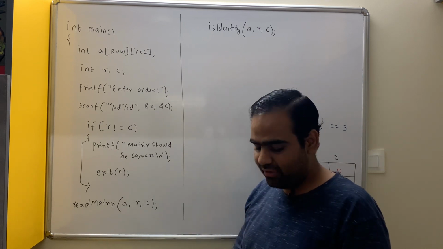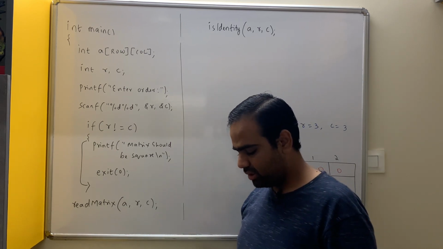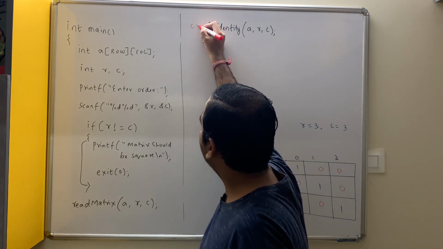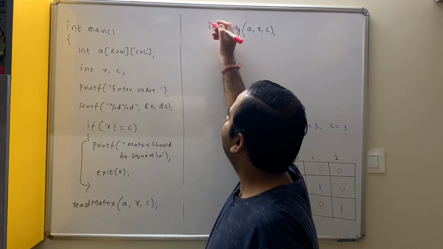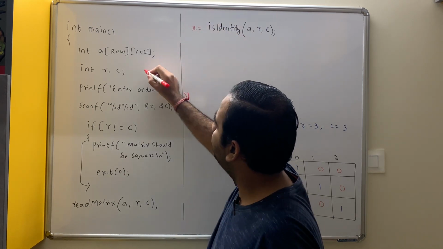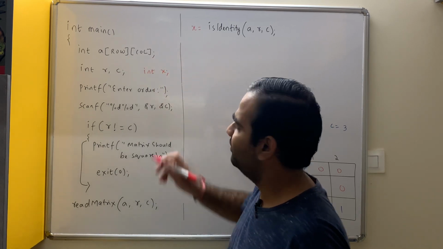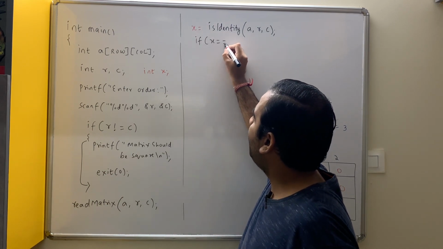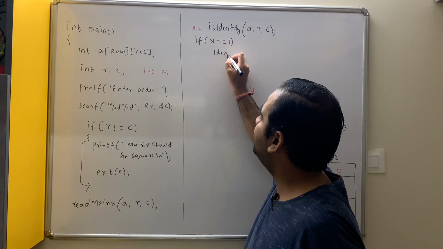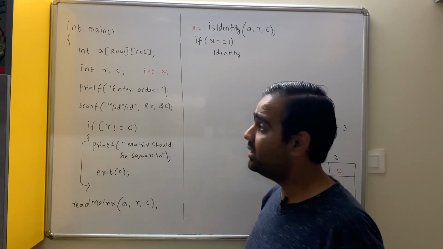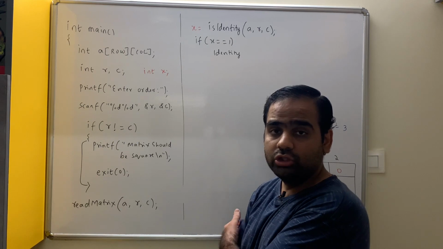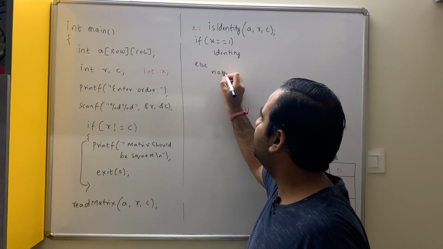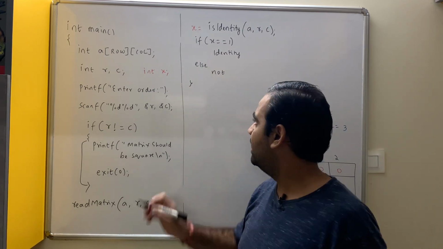1 or 0. And 1 or 0 is of what data type? Integer data type. Let me store the answer in some variable called x, and I declare a variable x. Now, if the value of x is 1, what kind of matrix is it? printf identity matrix. If the value of x is 0, 0 equal 1 is false, then we say else, not identity matrix. Hence we say not identity matrix.